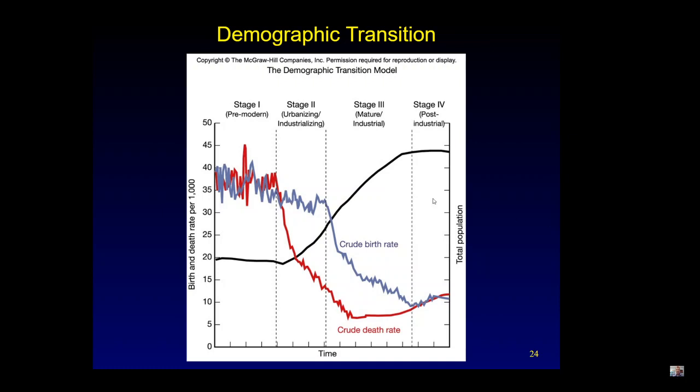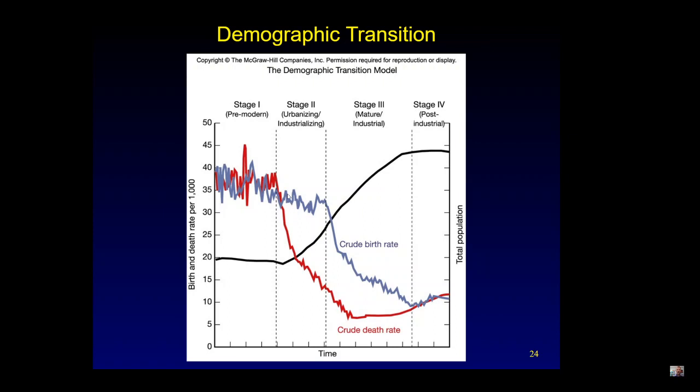Stage 1 has a lot of babies being born, but a lot of deaths. So the deaths are red, the births are blue. You have a lot of babies being born up in the 40s here, right? But also a lot of deaths. So it's keeping your population stable here. It really doesn't increase here because you have high deaths, high births.